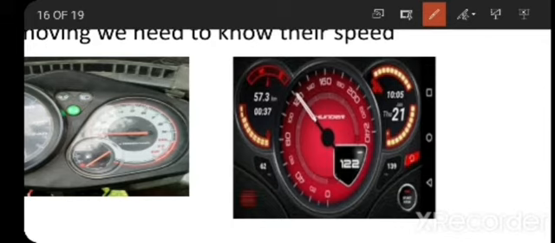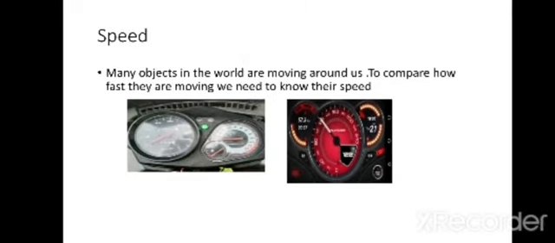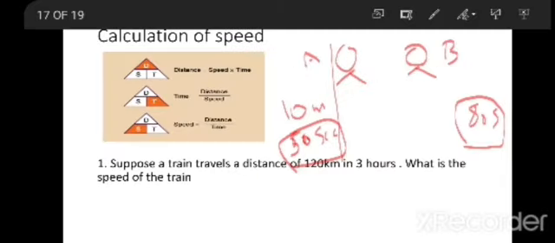The SI unit of speed is meter per second. And how to calculate the speed? Just now we have seen how to calculate the speed.